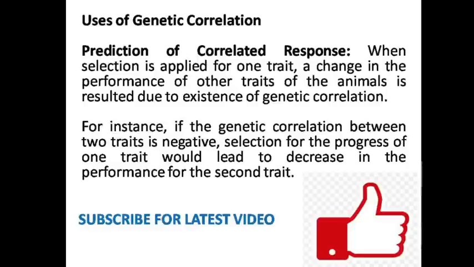The first and the most important use of correlation is the prediction of correlated response. When selection is applied for one trait, a change in the performance of other traits of the animals results due to existence of genetic correlation. For example, if the genetic correlation between two traits is negative, selection for the progress of one trait would lead to decrease in the performance for the second trait.